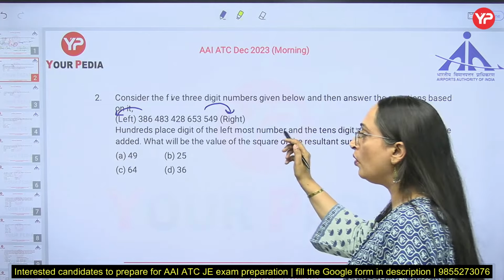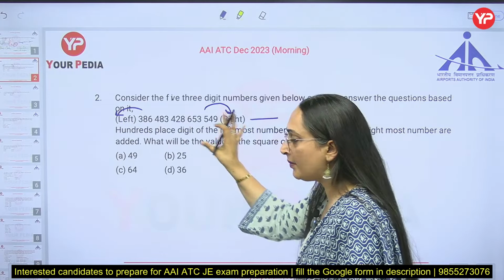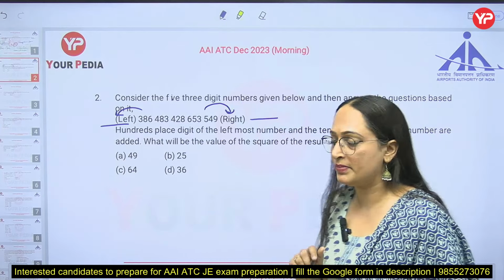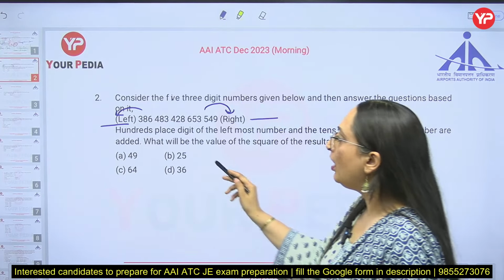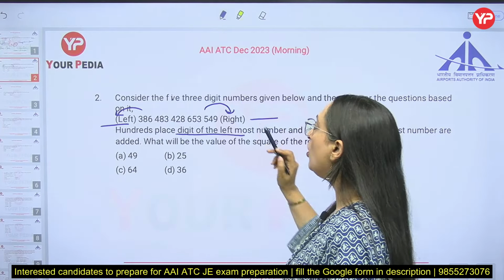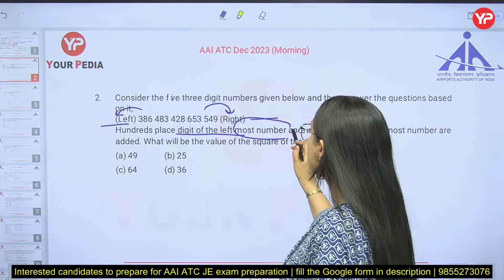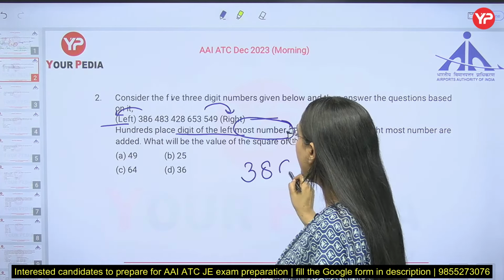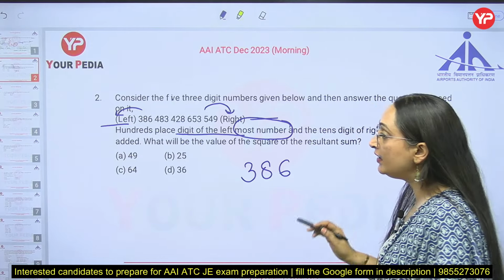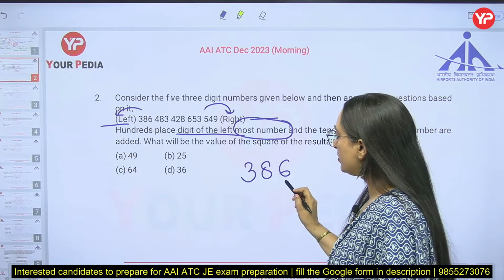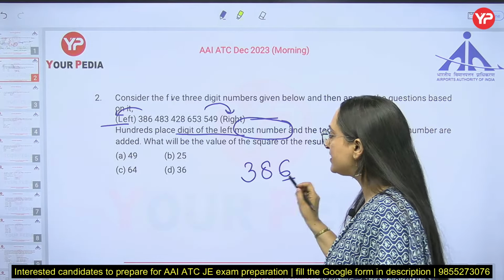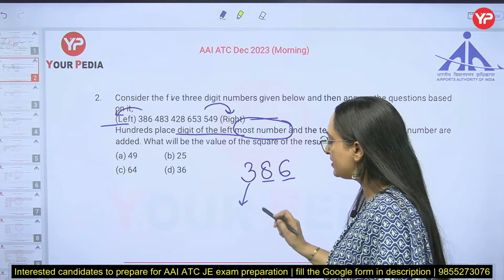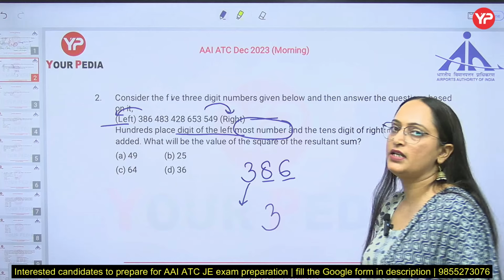Okay, now no need to read these numbers, just read what is given after these numbers. He is saying the hundreds place digit of the leftmost number. So what is the leftmost number? That is 386. Hundreds place digit. So this is the ones place, this is the tens place, and this is the hundreds place. So the hundreds place digit is 3.